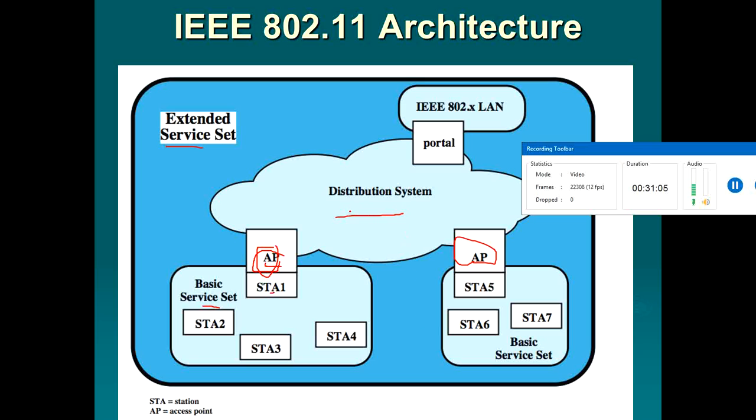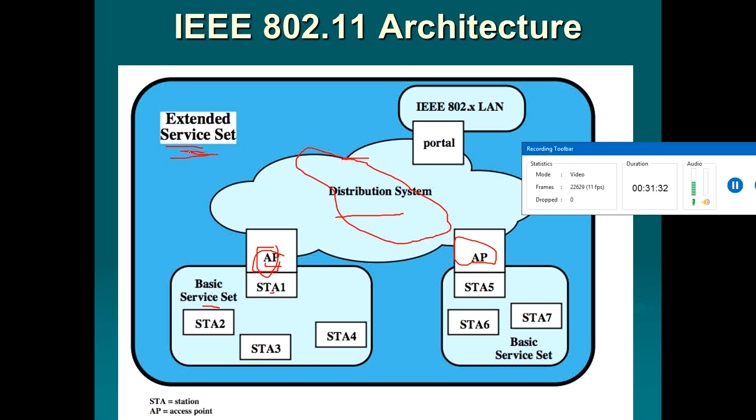Alright, next is the distribution system. A system used to interconnect a set of basic service sets and integrated LANs to form an extended service set. If you see, both these access points or basic service sets are connected to each other with the help of some transmission medium or some technology. So this is called the distribution system.